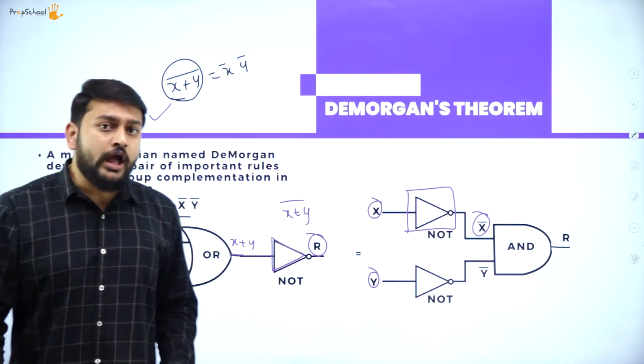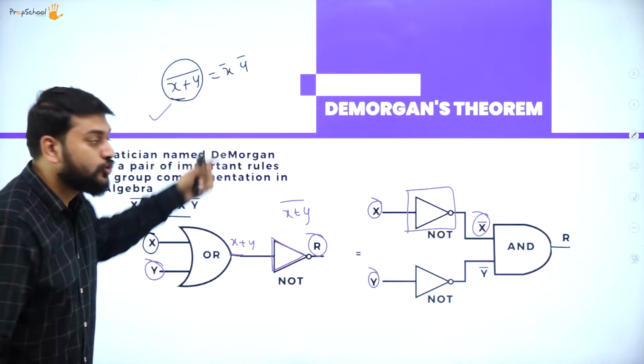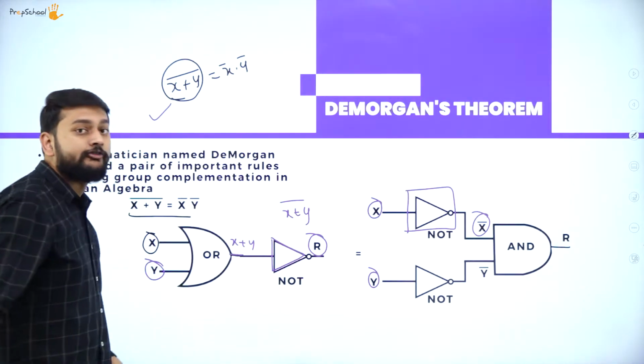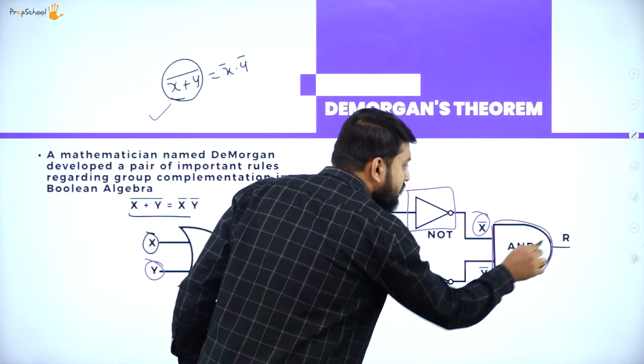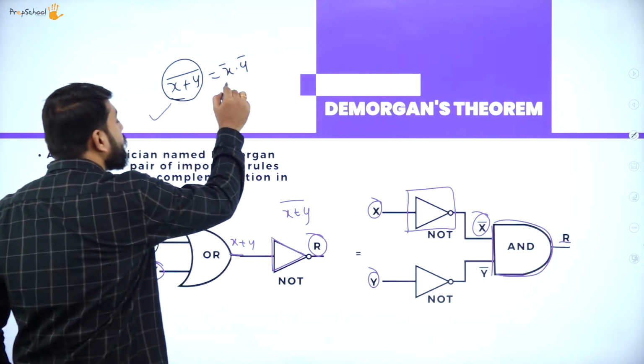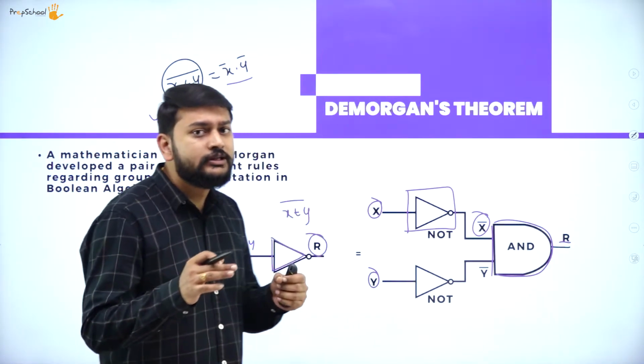What do I have to do now? I have to have x dash into y dash. So what is the gate that I have here? I have the AND gate. That's why I'm writing the AND gate here. That's what you need to understand. So this R is equal to x dash into y dash. So fine, we are done with the graphical symbols.